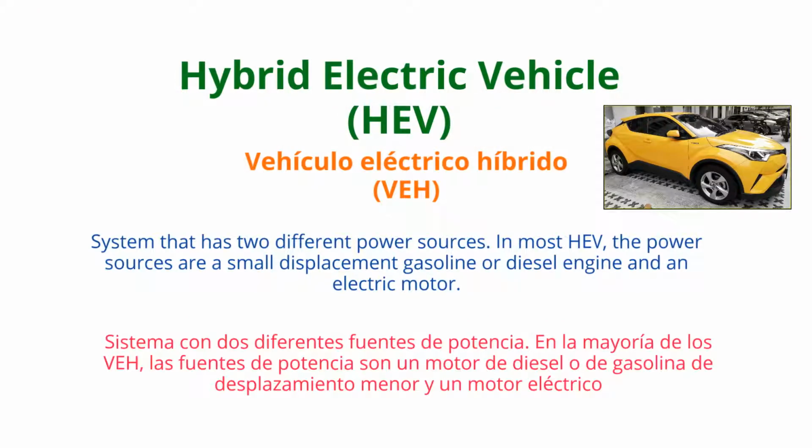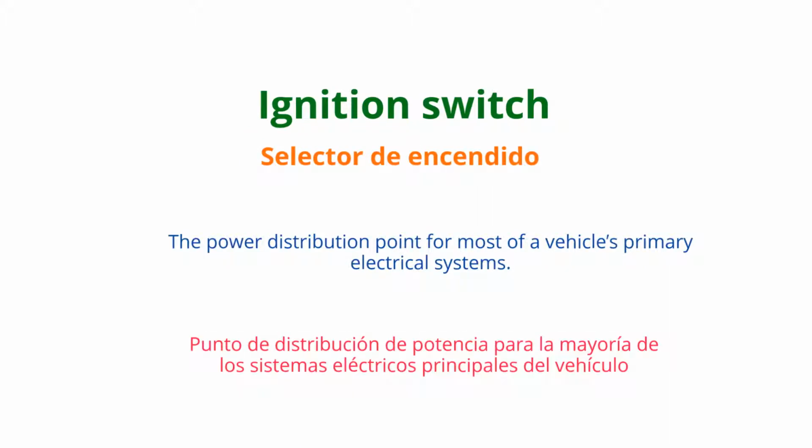Hybrid electric vehicle, or HEV. A system that has 2 different power sources. In most HEVs, the power sources are a small displacement gasoline or diesel engine and an electric motor. Ignition switch. The power distribution point for most of a vehicle's primary electrical systems.